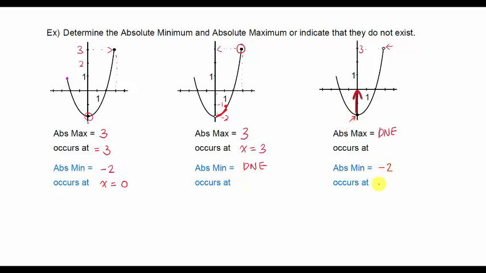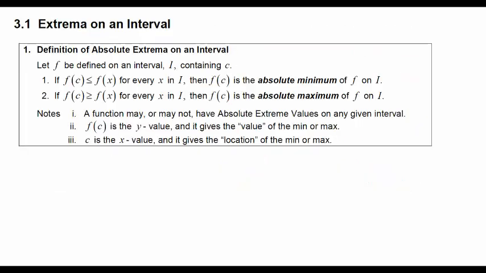It's happening right here, at x equals 0, since this point right here is (0, -2). You can see that a function may or may not have absolute extreme values on any given interval.